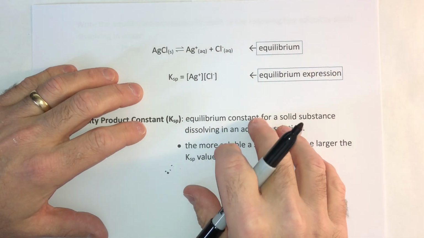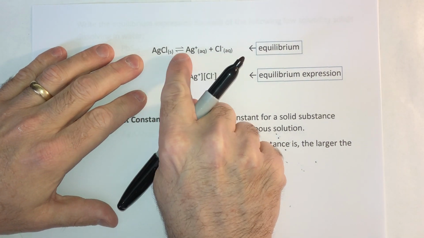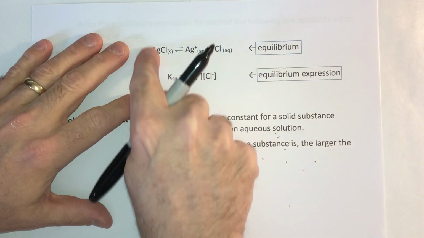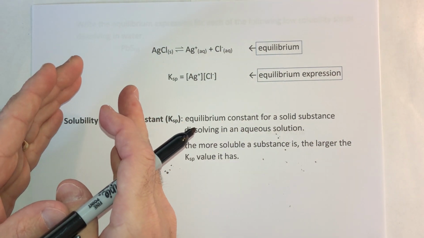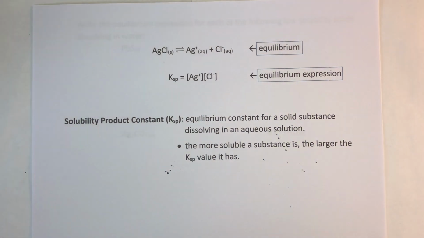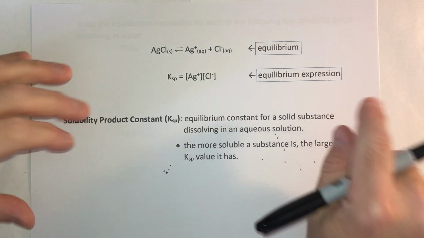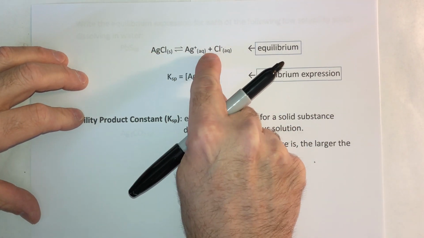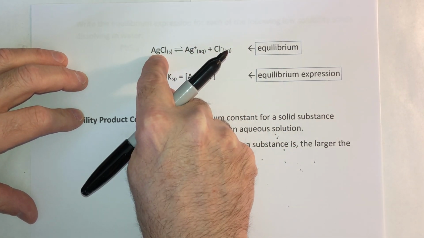Okay, so let's talk about a few other things here. When I write AgCl solid in equilibrium with Ag+ aqueous and Cl- aqueous, this thing is called my equilibrium. When I write my K, my equilibrium constant, equals products divided by reactants, that's going to give me an equilibrium expression. So you have to get the terminology down. This is the equilibrium. It shows the reactants, it shows the products. It shows reactants turning into products, and products turning back into reactants.